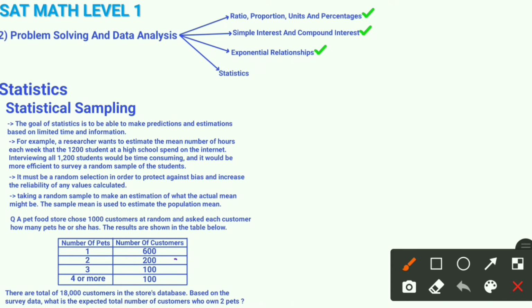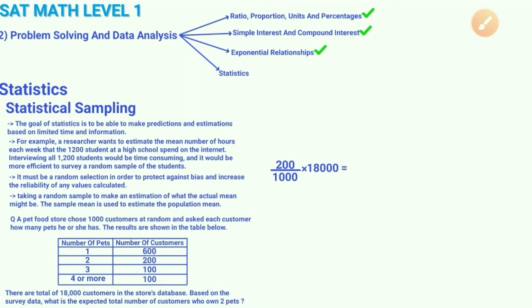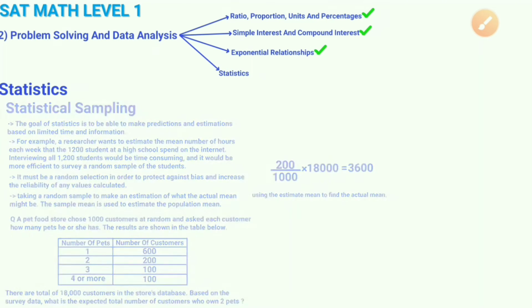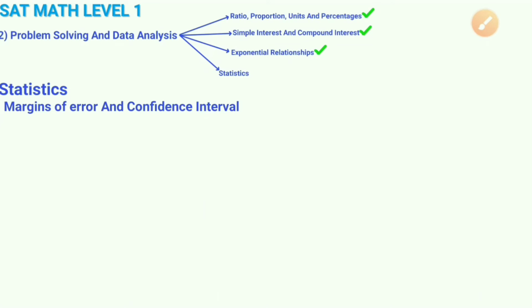Who own 2 pets, right? So yeah, 200 customers out of the sample of 1000 customers have 2 pets, so 200 upon 1000, multiplied by the actual total number of 18,000, and we can get the number. So I'm using a calculator. 3600. This is the answer, using the estimated mean to find the actual mean.